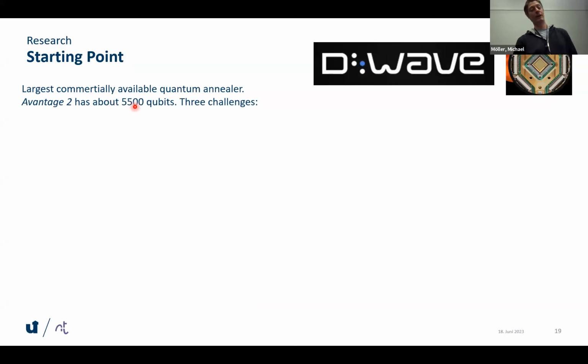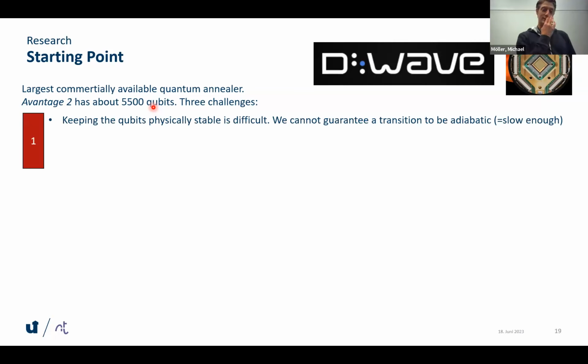It has about 5,500 qubits, so this is a size where these QUBOs are already really difficult to solve classically, but there are still some remaining challenges. One is that it's difficult to keep these qubits physically stable for a long time, to shield them from outer influences basically. So we cannot guarantee that our transition is slow enough in the sense of part one of the talk. Second, the spectral gap is almost impossible to compute for almost all problems because it depends on eigenvectors of a matrix that is so large we cannot even set it up.